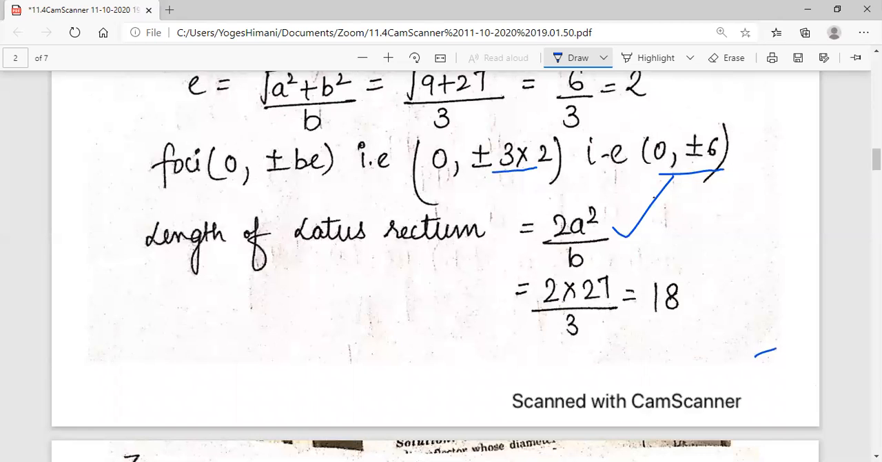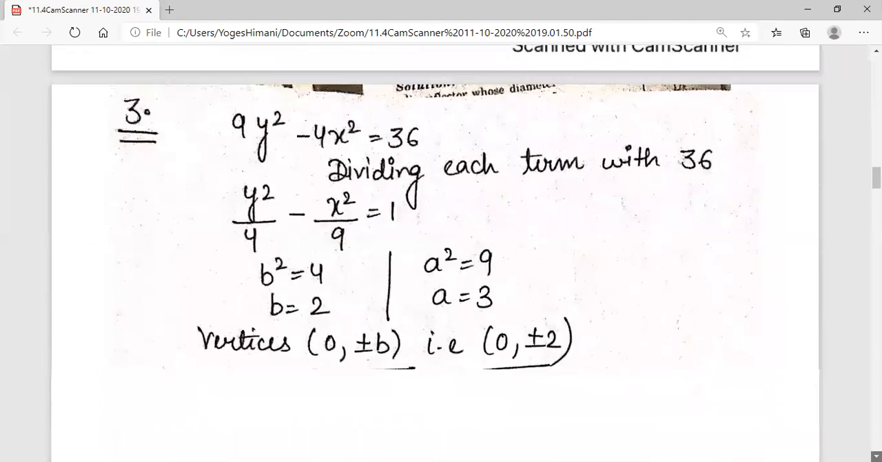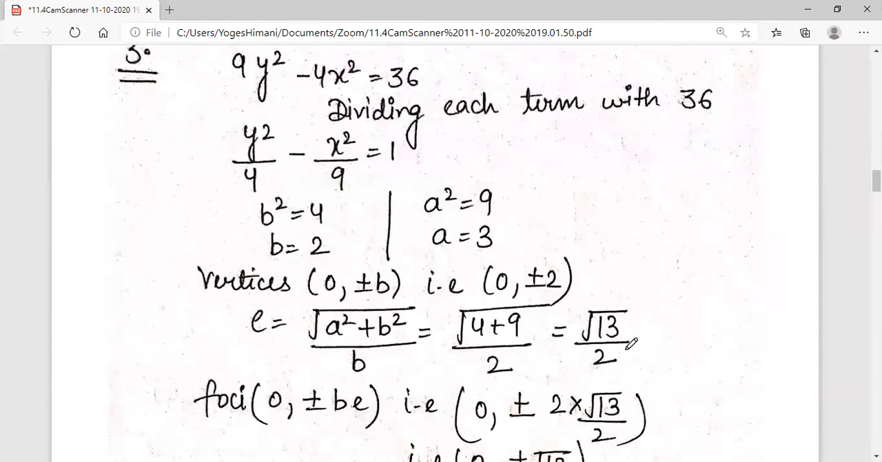Now next question, question number 3, 9y square minus 4x square is equal to 36. Students, if you will see in equation of hyperbola on the right side, we need 1, but here 1 is not there. What we have? We have 36. We have to make it 1. How will we make it 1? Divide throughout with 36. Dividing each term left hand side also, right hand side also. Then what you will get? Y square by 4 minus x square by 9 is equal to 1.